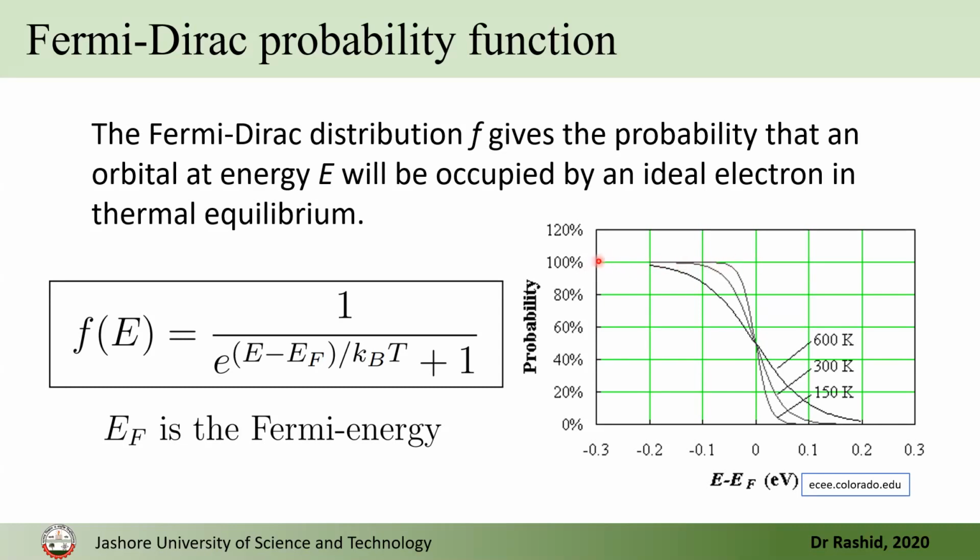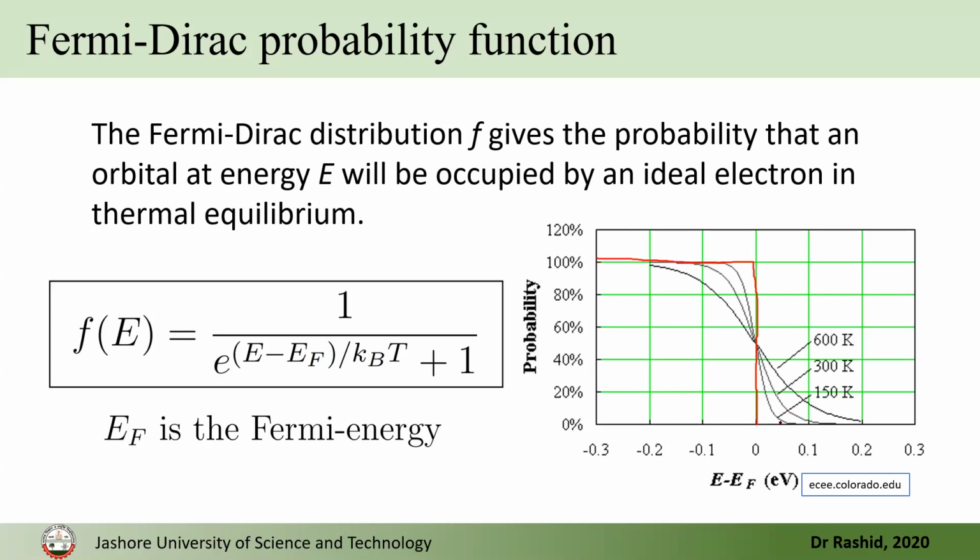It will follow this one. It will be like this. That means at 0 Kelvin, all the states below are filled. So you can see that the Fermi level is the value of the top filled shell at 0 Kelvin.